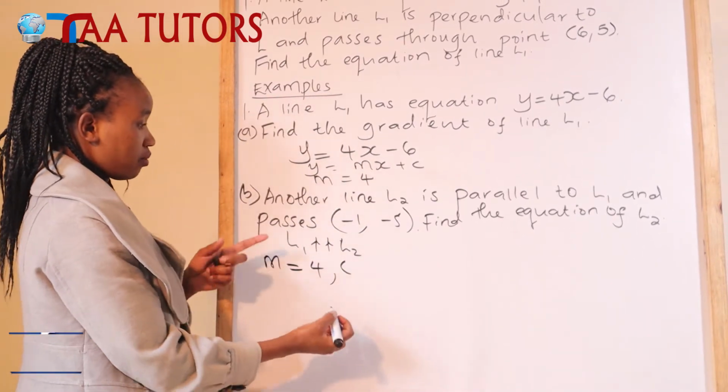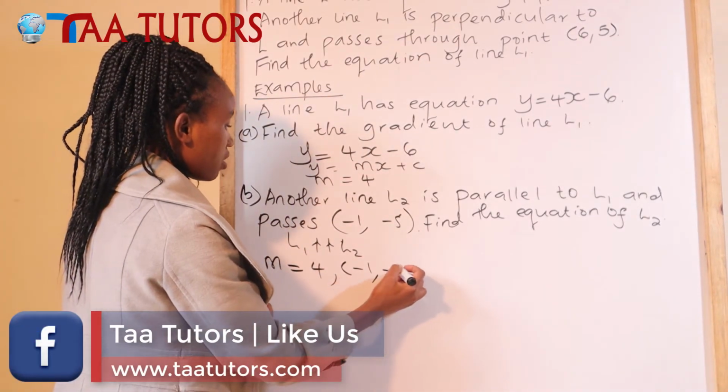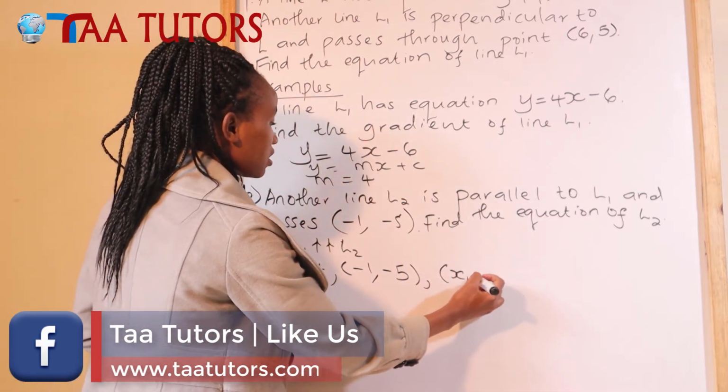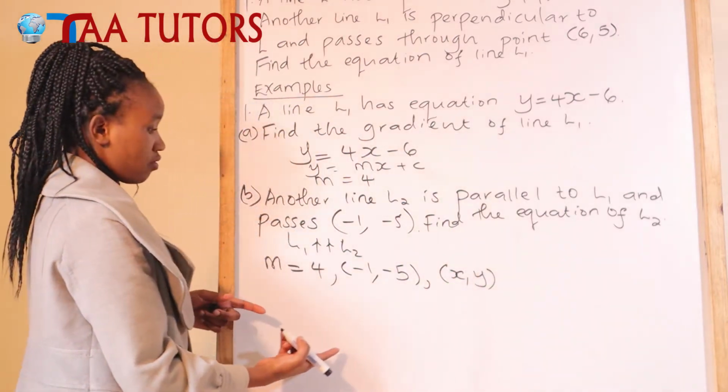So this L2, we have been told, is passing through the point (-1, 5). So we take a known point (x, y), and then we find the equation of line L2.